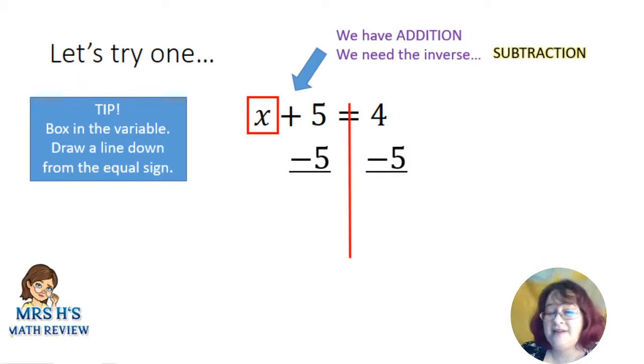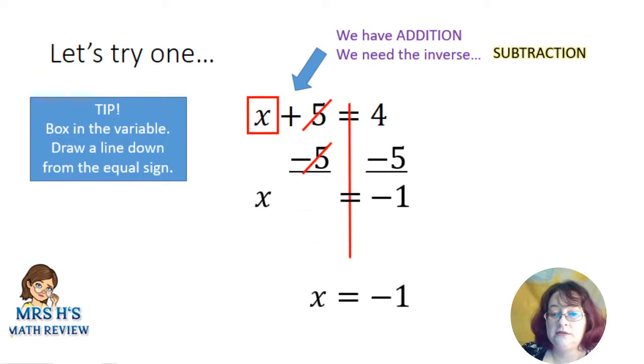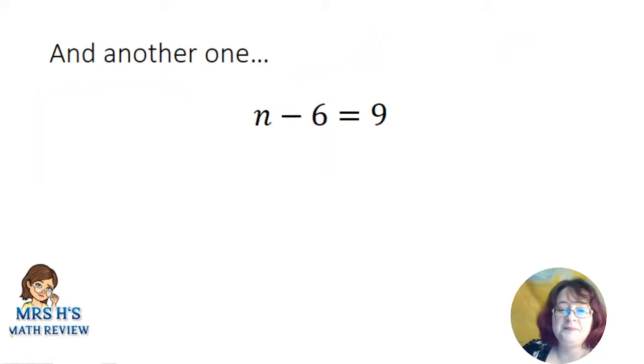Now, a positive 5 minus 5, that's 0, so it just cancels each other out. And then I simplify the other side. 4 minus 5 is negative 1. Now I still have the x on the other side and the equal sign, so I just bring those down, and I have my answer. So, not too bad. Let's try another one.